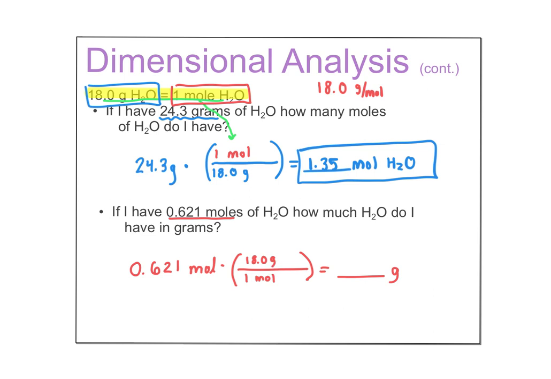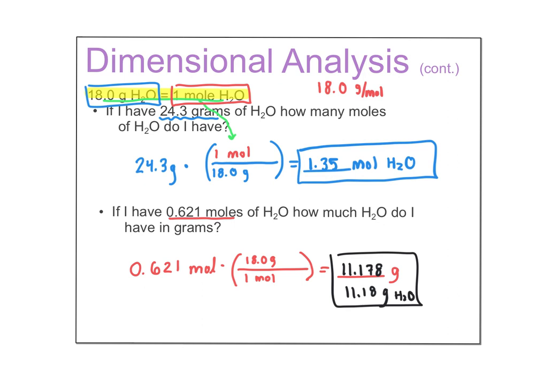These numbers always come from the equality. So now in my calculator, I'm going to take 0.621 times 18, hit enter, and then divide that answer by 1, and then I get a final answer of 11.178 grams, or we could say 11.18 grams. And that's of H2O. Put the chemical formula.